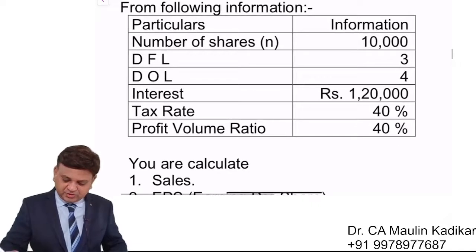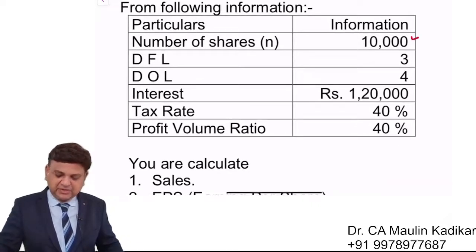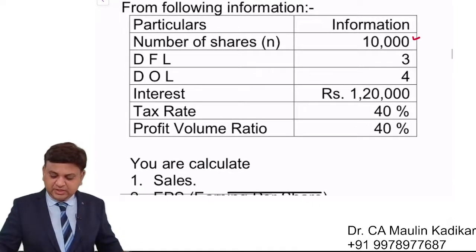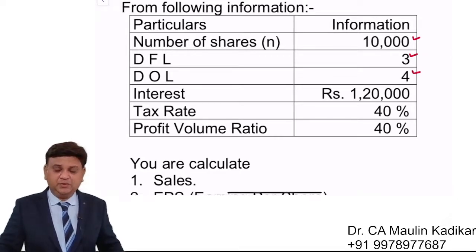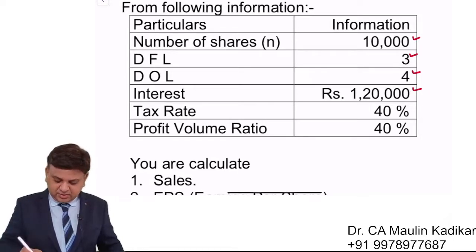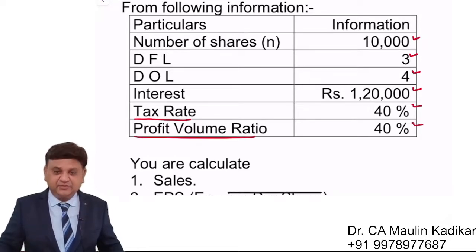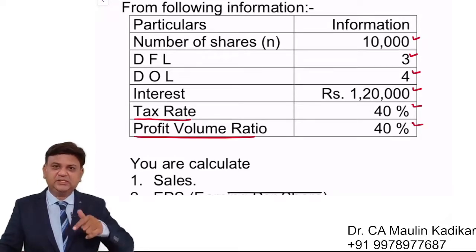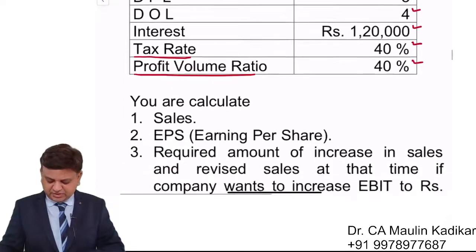Information is provided to us with respect to the number of equity shares, 10,000. Degree of financial leverage is 3. Degree of operating leverage is 4. Amount of the interest is 1,20,000. Income tax rate is 40 percent and profit volume ratio is again 40 percent. This is the basic information given to us.